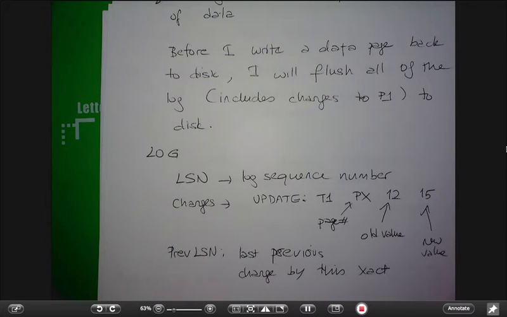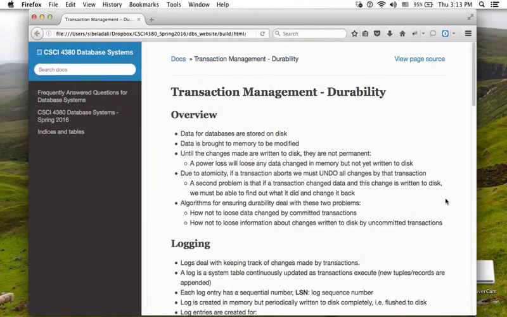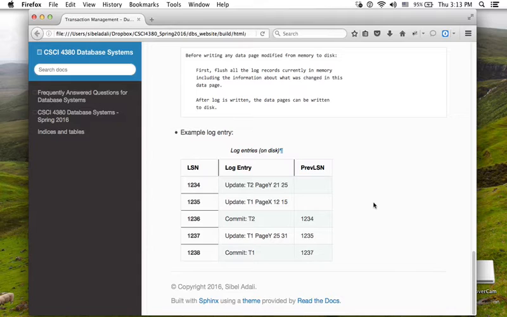Okay. So this is what the log will actually look like. Just to see a small example. Something like this, right? So you basically have the LSN, which is always increasing, okay? And you have log entries. So this one says T2 updated page Y from 21 to 25, and this was the first thing for T2. Then T1 did page X from 12 to 15, this was the first thing. Then T2 committed, and the previous thing it did was 1234. Then T1 did page Y from 25 to 31, right? This one did 21 to 25, this is 25 to 31, and this was 1235. Then T1 committed, and the previous thing it did was this one, right? So this is basically how the log looks like.